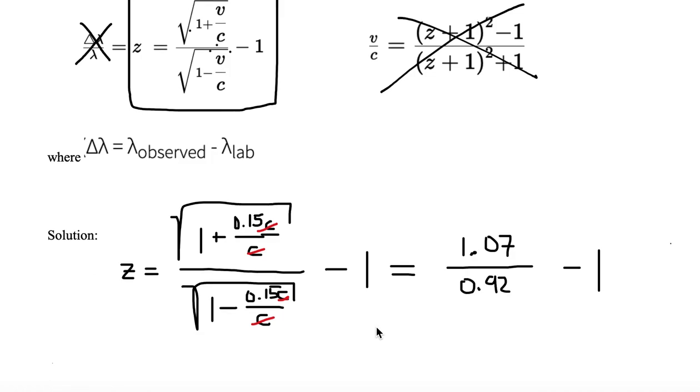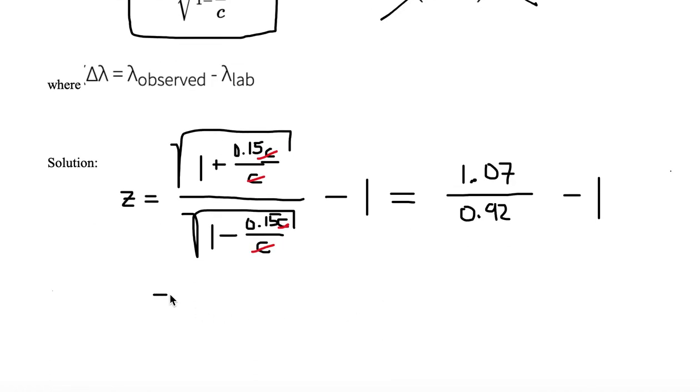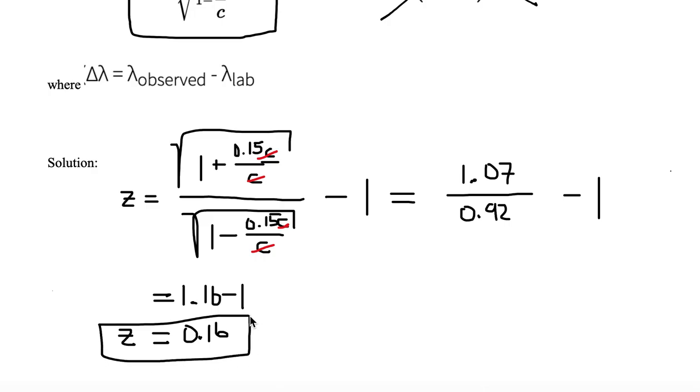Now you can type it out the long way, but I'm going to keep it the short way. 1.16, and then you subtract 1 off of it, because I'm carrying the subtracting 1 off, and you hit the equal sign. 1.16 minus 1 gives you a value of 0.16. And now you know what the z value is. Your redshift, your high redshift parameter value is 0.16.